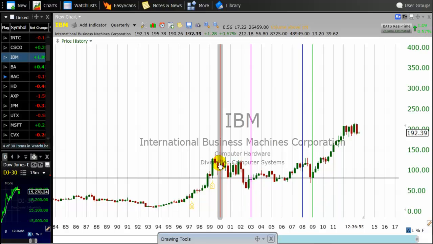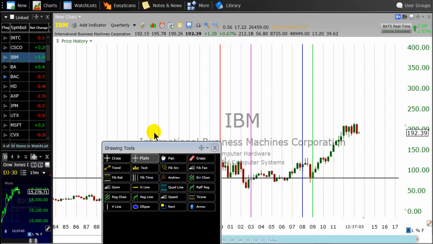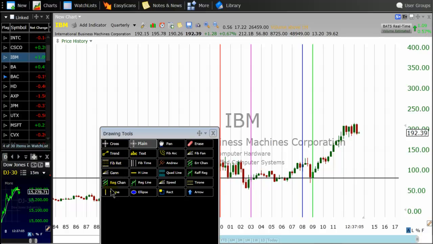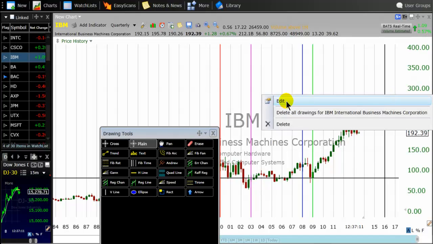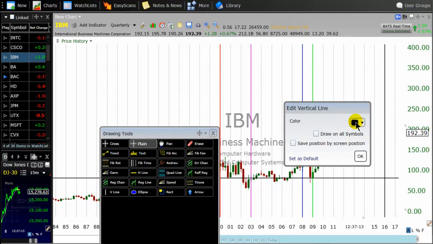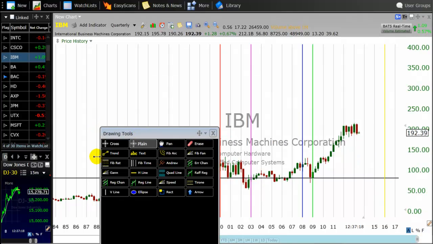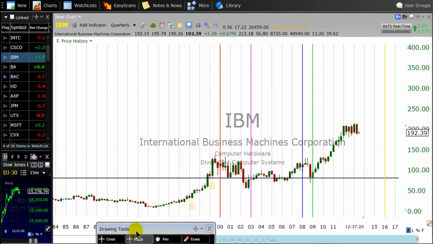So year 2000, year 2003, year 2008, year 2009, we have a cycle point. In my humble view, I believe we will have another cycle point in 2016. I don't want to talk about it now, but I will just leave it here. And in fact, I will color it in yellow, my favorite color there, okay? All right, so what's happening now, ladies and gentlemen?